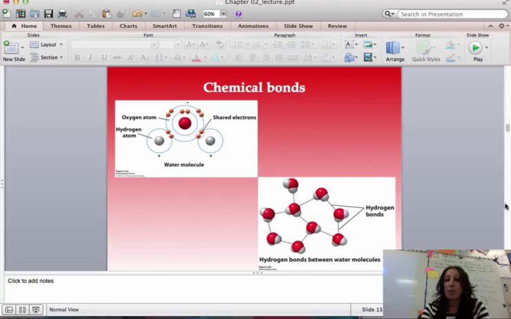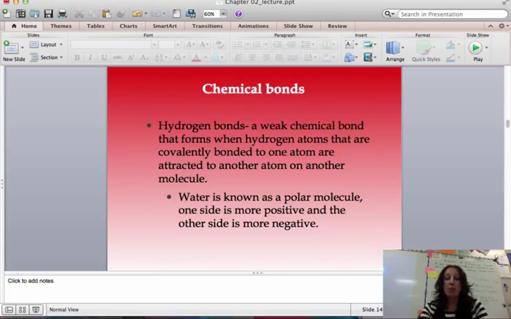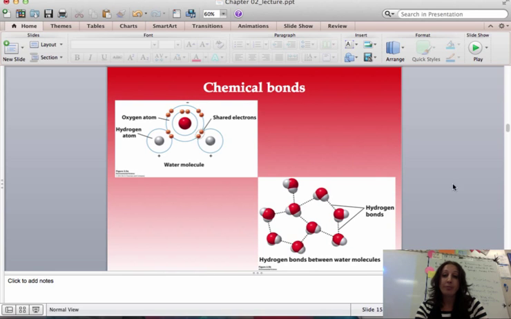And let me go back real quick to water. Some of the properties of water, remember, it's a universal solvent. It has weak bonds, those hydrogen bonds, or those van der Waals forces, I believe that they were called. It is a polar molecule, where one side is more positive and the other side is more negative. Those electrons tend to hang out over by the oxygen.